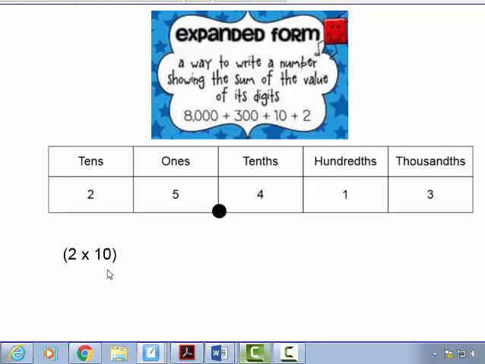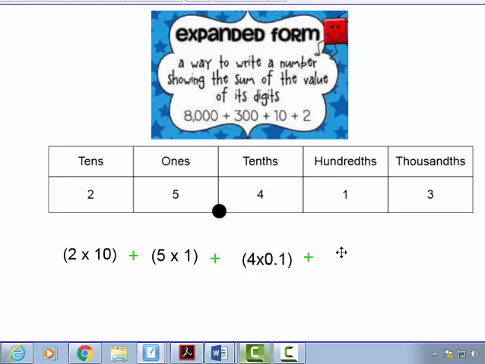We have parentheses here as mathematical glue. We want those to stick together. Now we can add our next place value. Our digit is 5 and it's in the ones place. So we're going to glue together 5 times 1. Our next digit is 4. It's in the tenths place, so we're going to multiply 4 times 1 tenth.